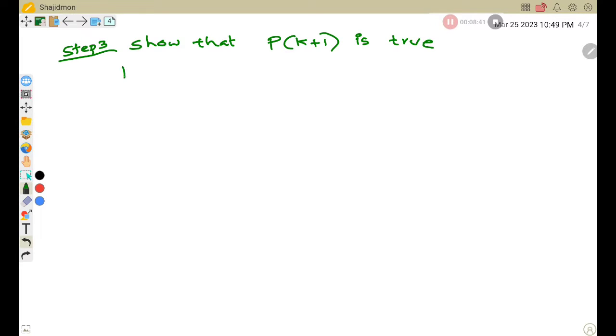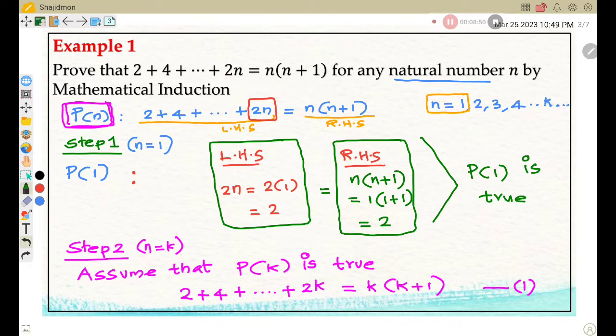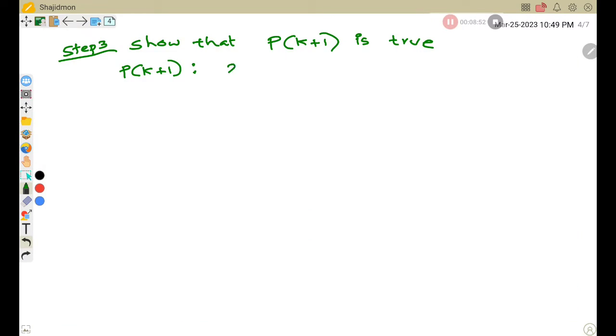Now, what is actually P of k plus 1? P of k plus 1 means, what is P of k plus 1? Just apply here in the P of n statement. 2 plus 4 plus 6 plus up to 2n. 2 multiply, instead of n, what you need to write? k plus 1, correct? 2 multiply k plus 1 equals n multiply n plus 1. n means what we need to apply? k plus 1, correct? Multiply n plus 1.